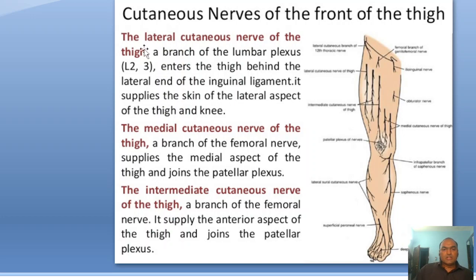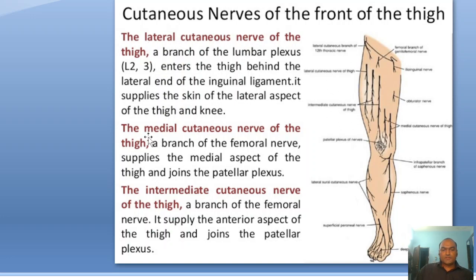Lateral cutaneous nerve of thigh, a branch of lumbar plexus, root value L2, L3, enters the thigh behind the lateral end of the inguinal ligament. It supplies the skin of the lateral aspect of thigh. So this is the area supplied by lateral cutaneous nerve of thigh.